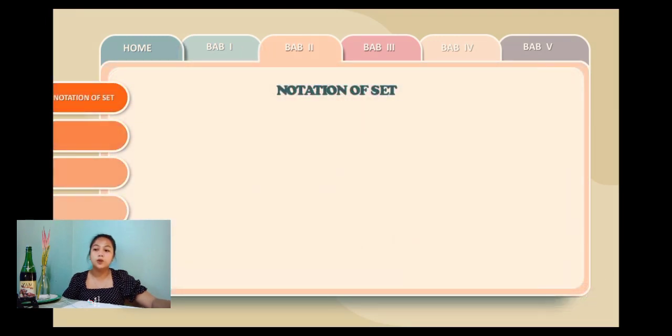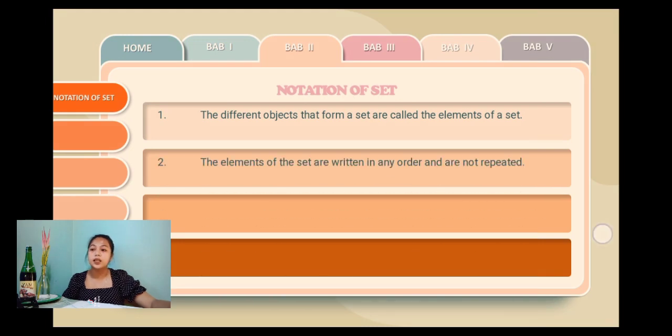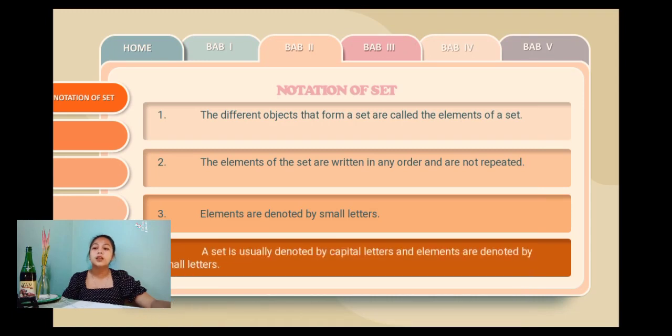Next is the notation of a set. We need to consider four things in this part. The first one is the different objects that form a set are called the elements of a set. Second, the elements of a set are written in any order and not repeated. Third, elements are denoted by small letters. And fourth, a set is usually denoted by capital letters and elements are denoted by small letters.